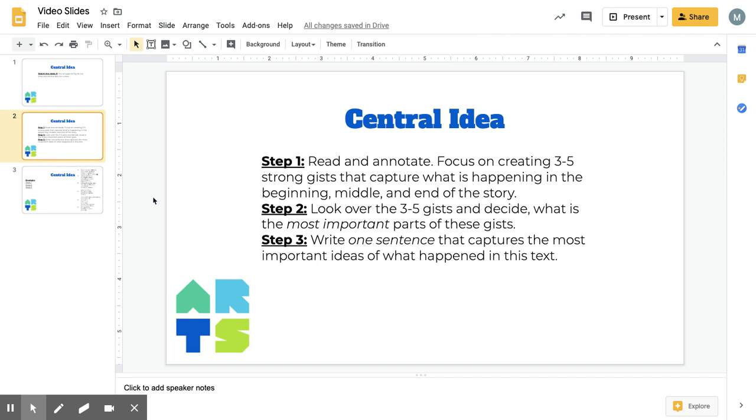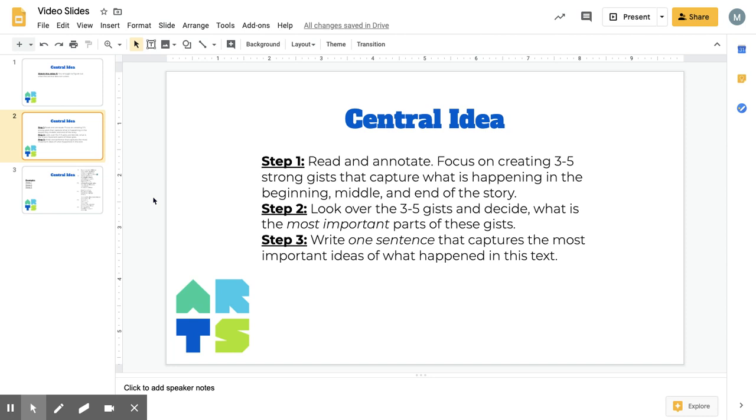the central idea. Step 1, as it always is, you need to be reading and annotating. For your annotations, you should focus on creating 3 to 5 strong gists that capture what is happening in the beginning, the middle, and the end of the story. Now, this will depend on the length of the story or the article and how fast the pace of the story goes, but generally you want 3 to 5 gists.